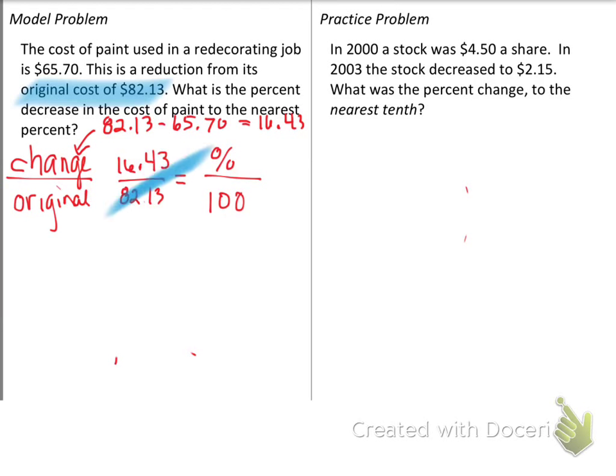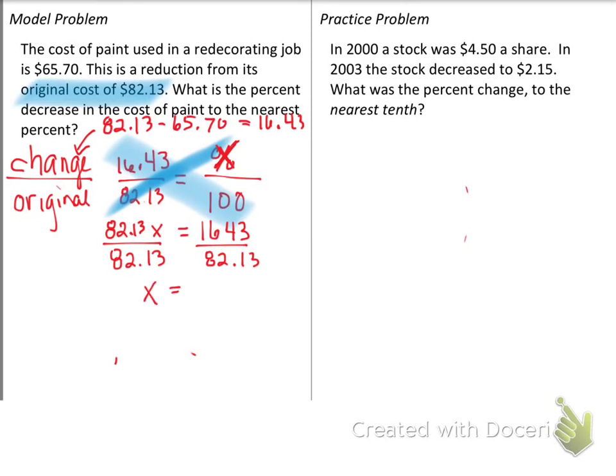So I cross multiply and I get 82.13 times my percent, or times x, right, because x is the percent, equals 100 times 16.43, which is 1,643. Divide by 82.13. Divide by 82.13. I can find that my x is 20%. So my percent of change is a 20% decrease.